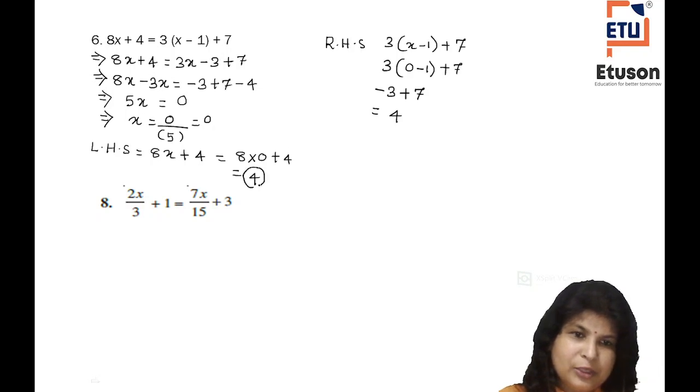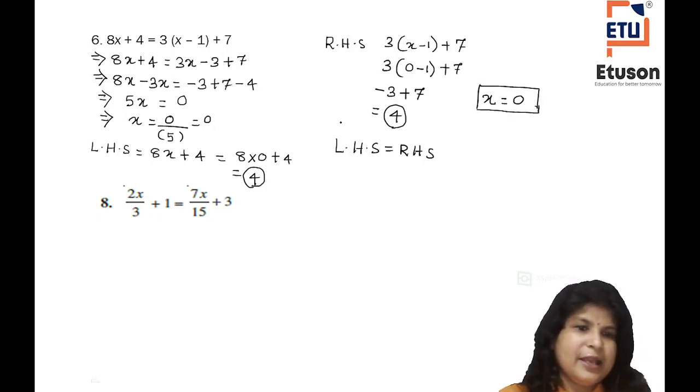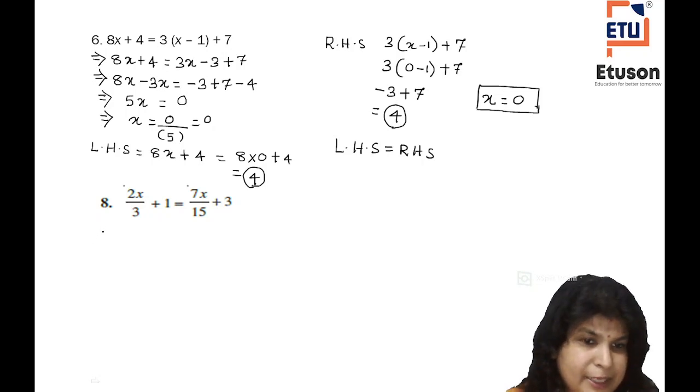So you had got LHS equal to 4 and here also it is 4. So your LHS is equal to RHS. So whatever value you have got for x was correct. So your solution value is x is equal to 0. Correct, children? So now let us do the next problem.